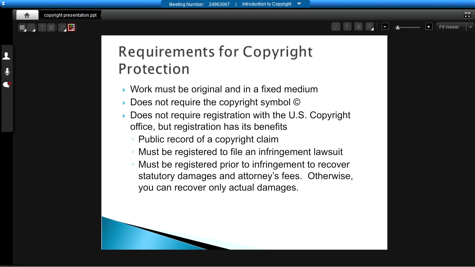You must have your work registered to file an infringement lawsuit. So you can't sue somebody unless your work has already been filed. And you must register it prior to an infringement in order to claim any kind of statutory damages and attorney's fees. Otherwise, you can recover only actual damages. And the reason why that's important is that in many copyright infringement cases, there really are no financial damages.